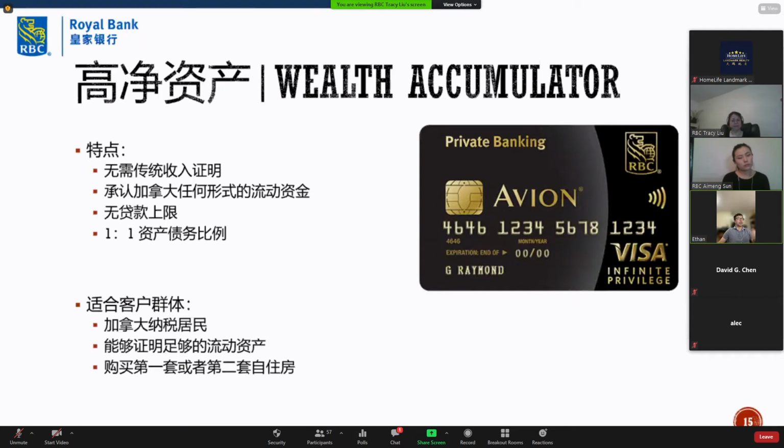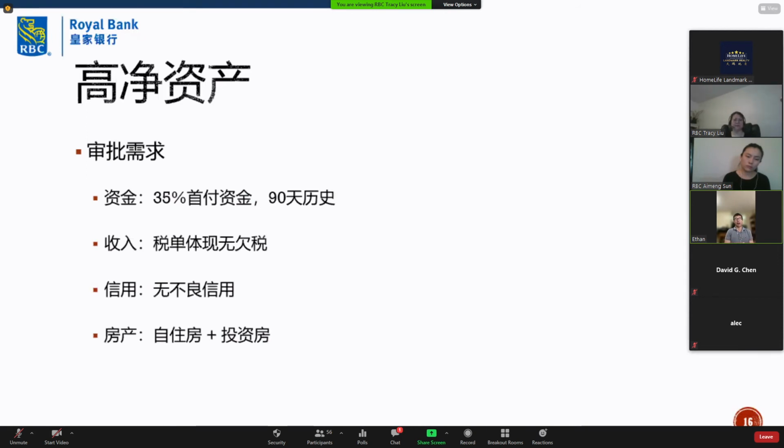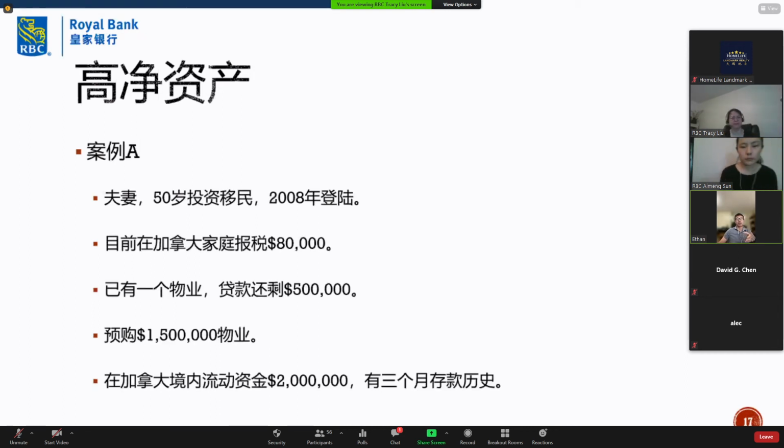So if we look at the first scenario where the clients are newcomers, they are PRs, came to Canada in 2008, their current income in Canada is only $80,000. They already have a mortgage. The balance is about $500,000. They're looking to buy a property for 1.5. So in this case, the math goes like this. They already have a $500,000 mortgage. They want to buy a property for 1.5. So if they are able to show that they have liquid assets of $2 million, which is 1.5 plus $500,000, then even if the client's income is $80,000, or if they have no income in Canada, we can lend them a maximum of 65% of 1.5. In this case, it's going to be $1 million.